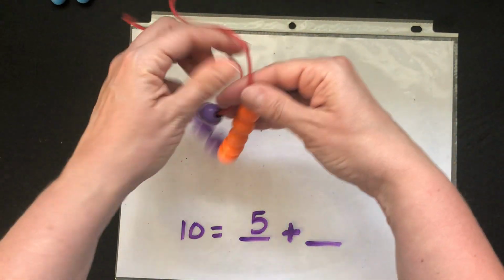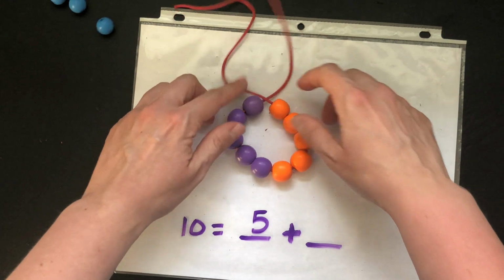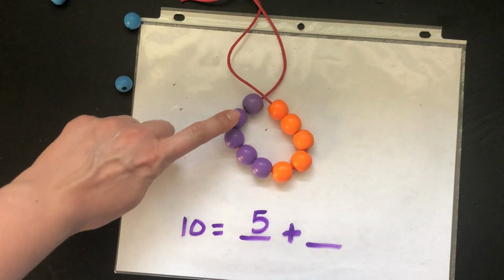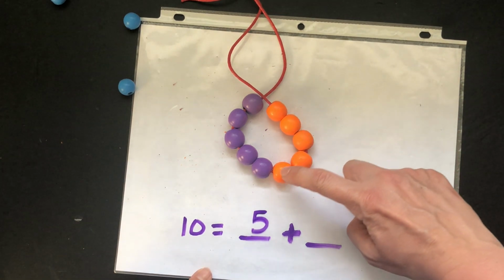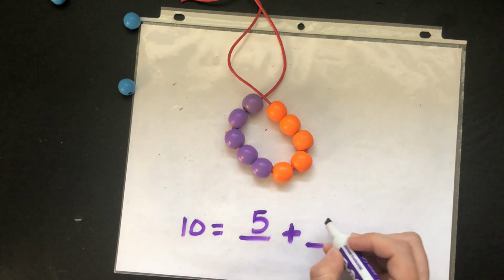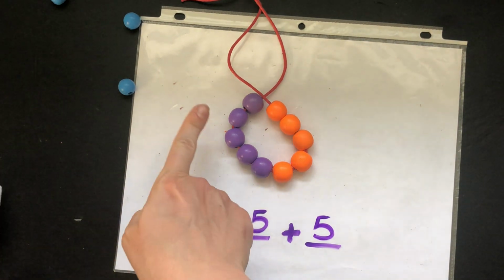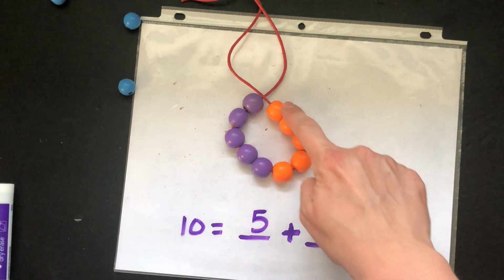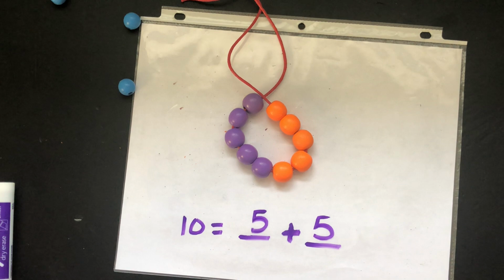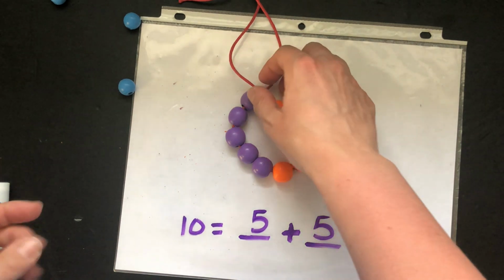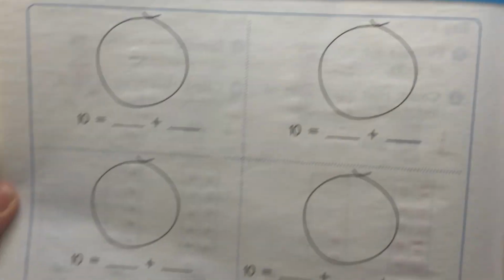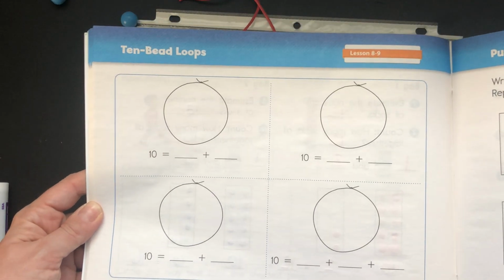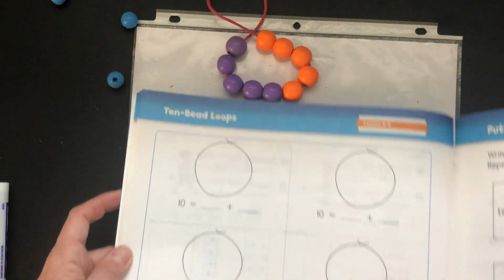Now let's look at this bead loop that I made. Okay, I have 1, 2, 3, 4, 5 purple beads. And I have 1, 2, 3, 4, 5 orange beads. Okay, so I have 5 purple beads plus 5 orange beads equals 10 beads altogether. Okay, and we're going to do problems like that in our book. When you look in your book on page 20, there are 10 bead loops. So I want to show you how we could illustrate what I just did.